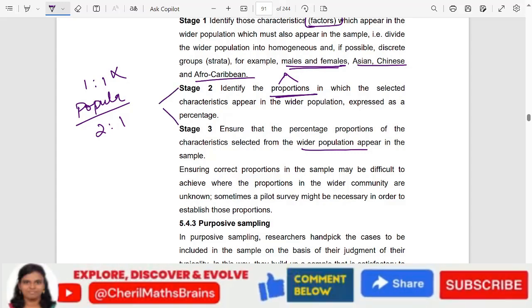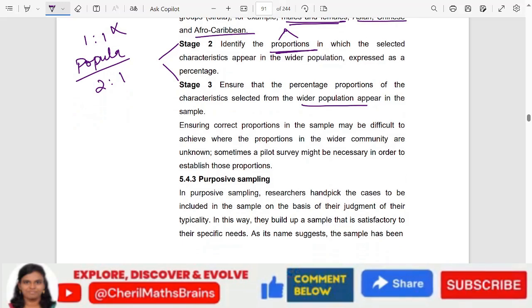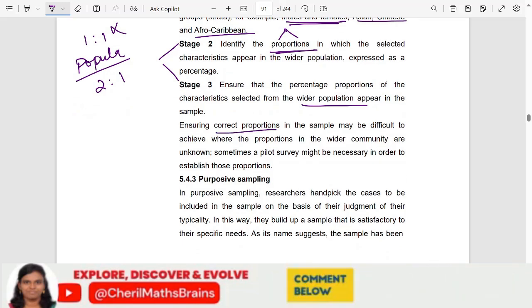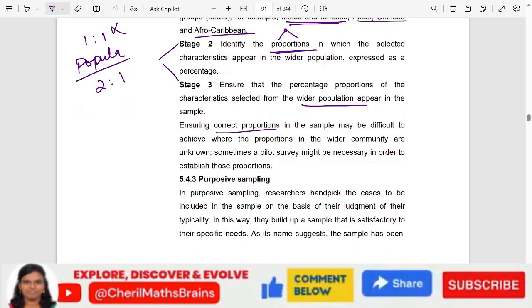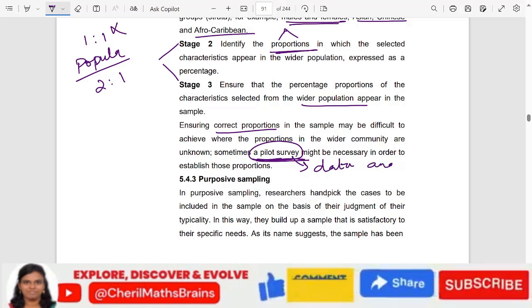That is what stages 2 and 3 are talking about. Okay. So ensuring correct proportions might be difficult. Okay. So for that you will be doing a pilot survey. So after doing the pilot survey, when you do the data analysis, you will be able to check if you have done it properly or not.